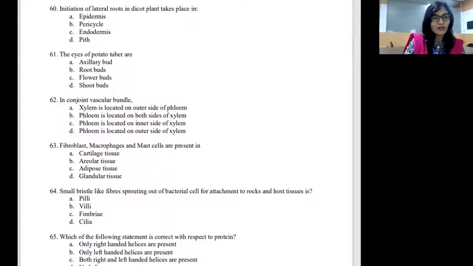Suppose you're talking about a potato, they have an eye, and in that there's going to be shoots arising like this. They are axillary. They are coming from the axillary region. So they are axillary buds. So it's going to be option A.